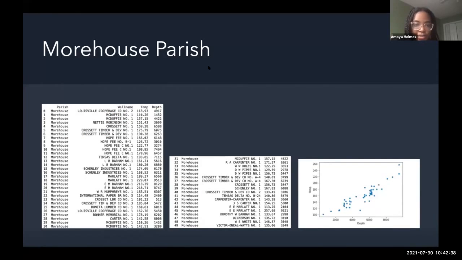Let's look at the Morehouse. Again, we looked at 37 different wells in this area with a minimum temperature of 101.22 degrees Fahrenheit and a max temperature of 257.0 degrees Fahrenheit, along with a max depth of 9,521 feet, while the lowest reached only 513 feet. These depths and temperatures are how far down was drilled and the temperature at said depth.